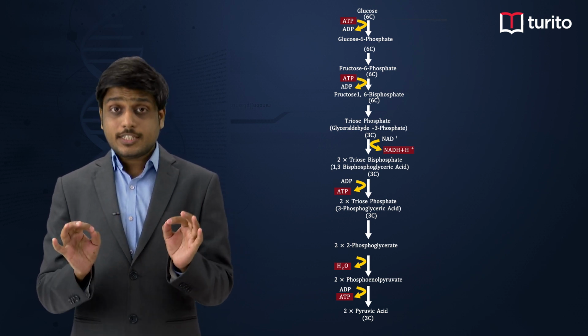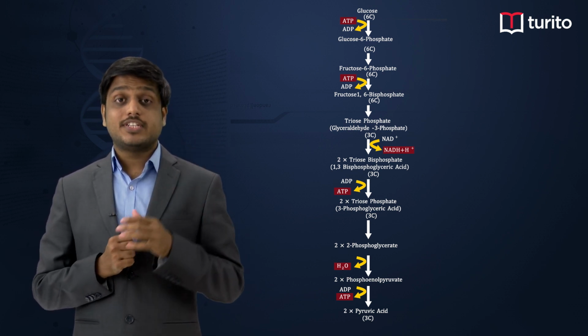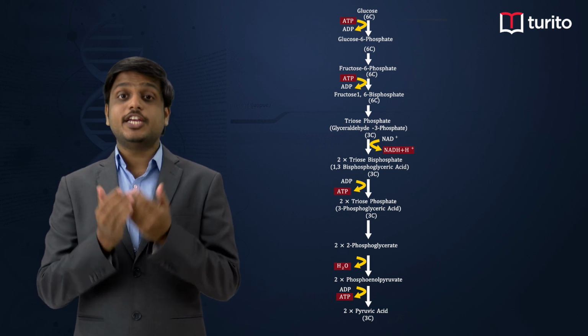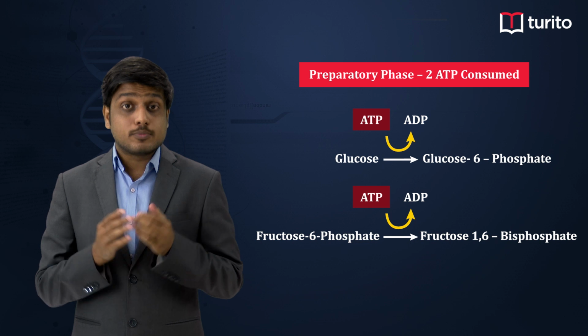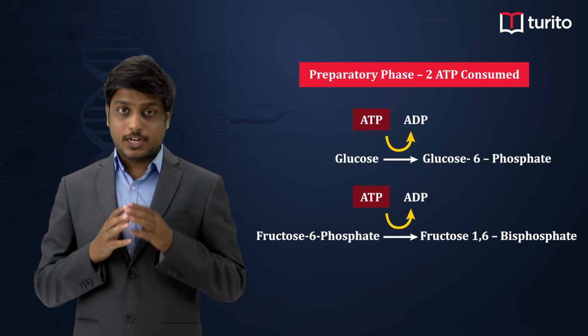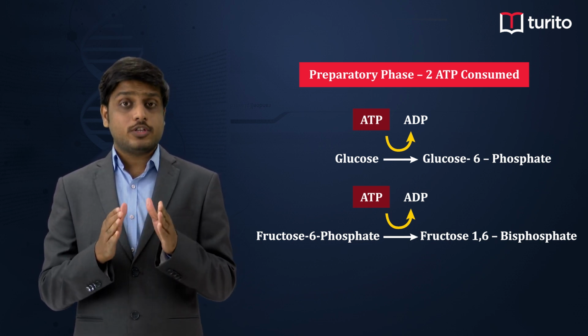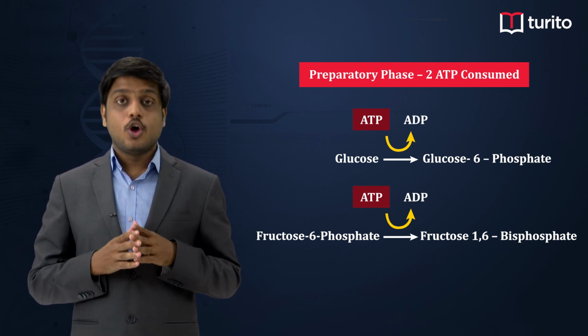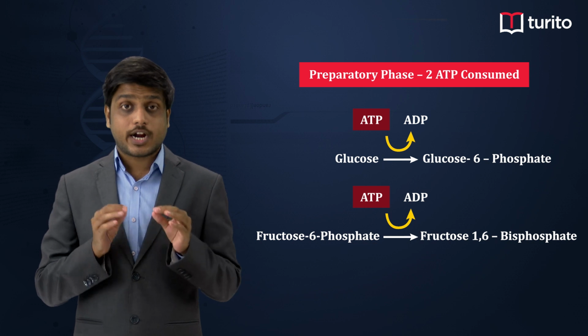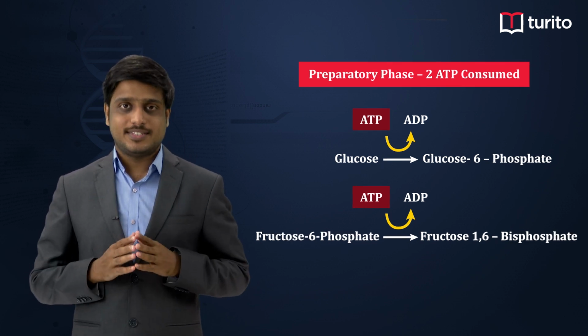In these 10 steps of glycolysis, there are 5 steps which explain the expenditure and yield of energy. Initially, when glucose becomes glucose 6-phosphate, 1 ATP is consumed. Again, when fructose 6-phosphate becomes fructose 1,6-bisphosphate, 1 more ATP is consumed. So, totally 2 ATPs are consumed in the preparatory phase of glycolysis.